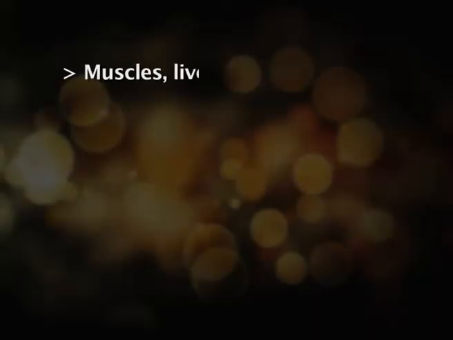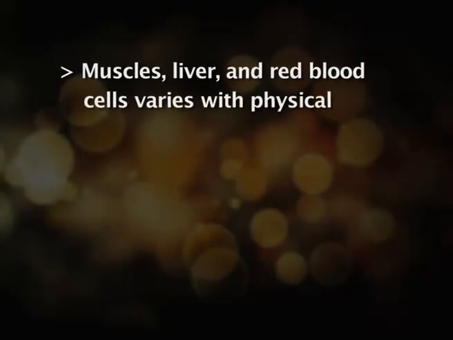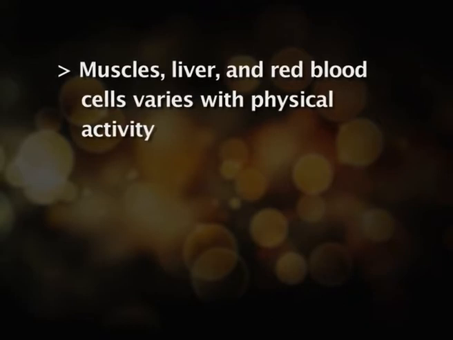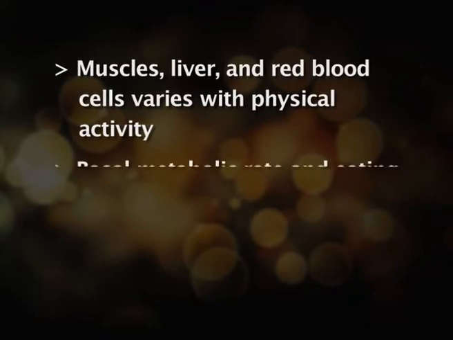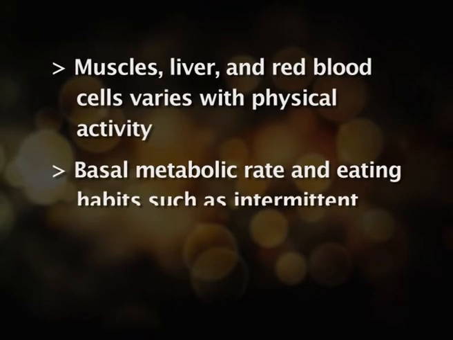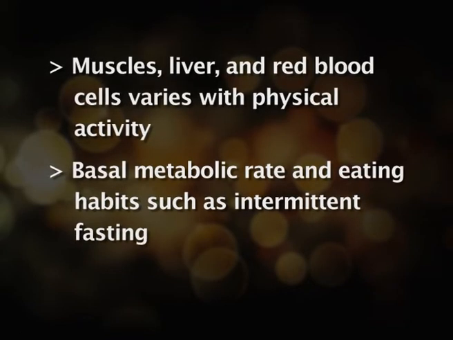The amount of glycogen stored in the body, especially within the muscle, liver and red blood cells, varies with physical activity, basal metabolic rate and eating habits such as intermittent fasting. Small amounts of glycogen are found in the kidneys and even smaller amounts in certain glial cells in the brain and white blood cells. The uterus also stores glycogen during pregnancy to nourish the embryo.